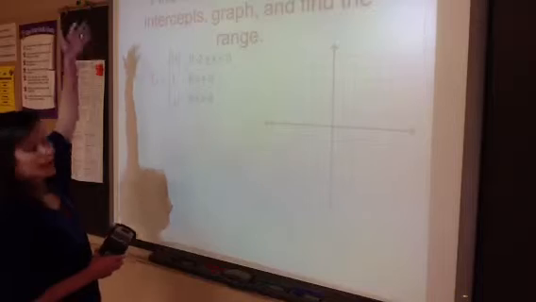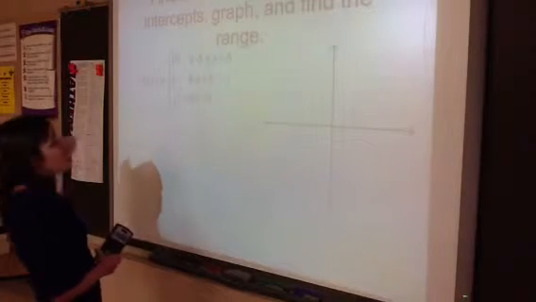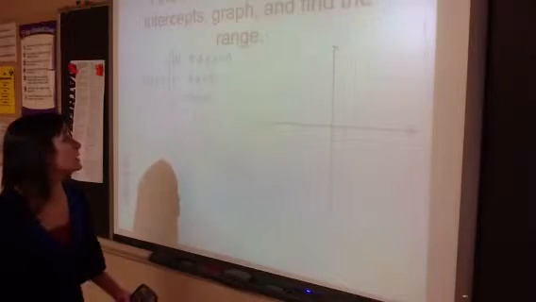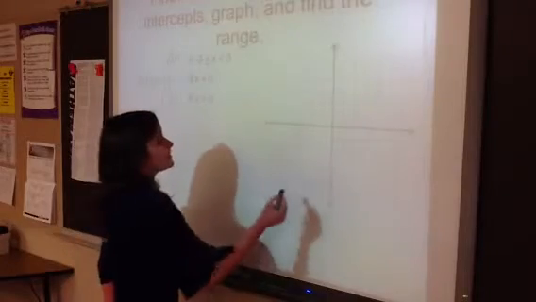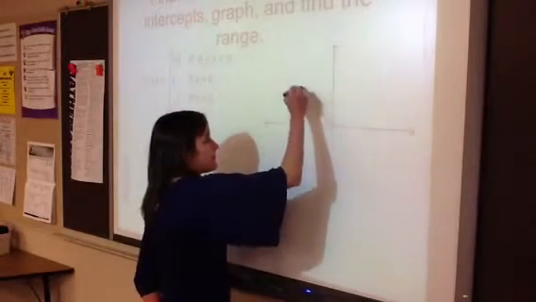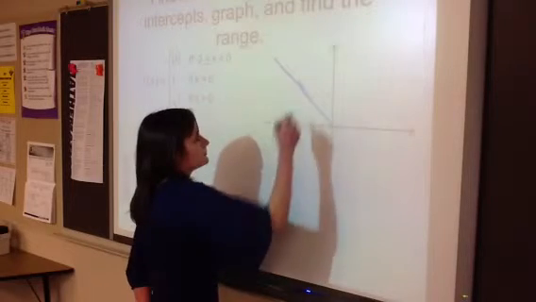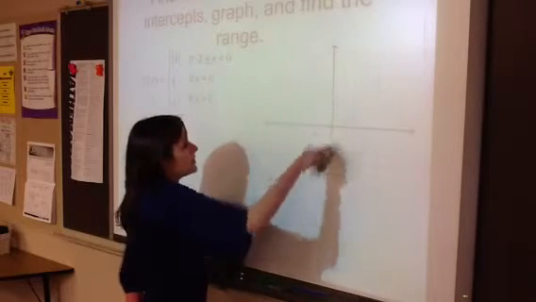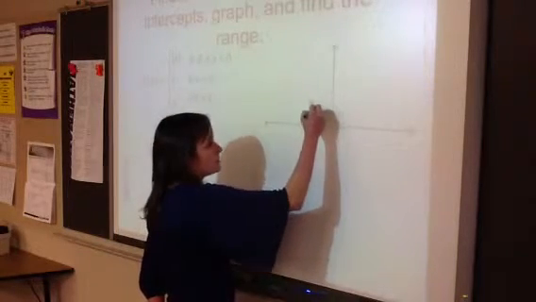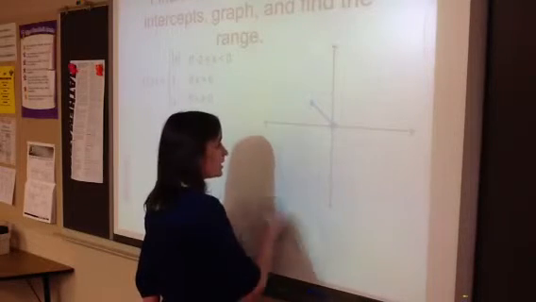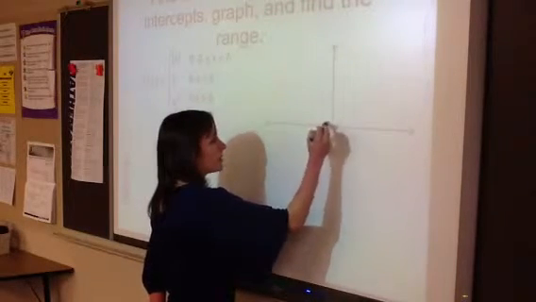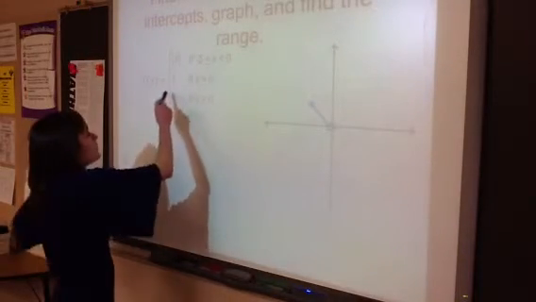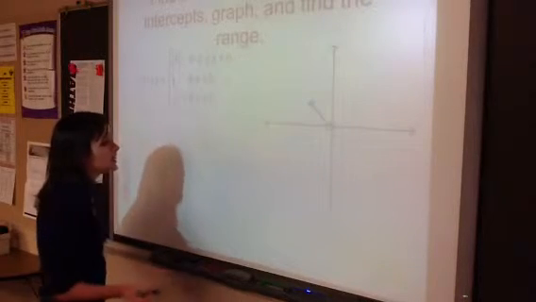Alright, see if you can graph these on your own. So we got y equals the absolute value of x from negative 2 to 0. So y equals the absolute value of x is a V. So we want from negative 2 to 0, so I'm going to erase all that I just drew, and I'm only going to go from negative 2 to 0, and at 0 I have an open circle. There we go.